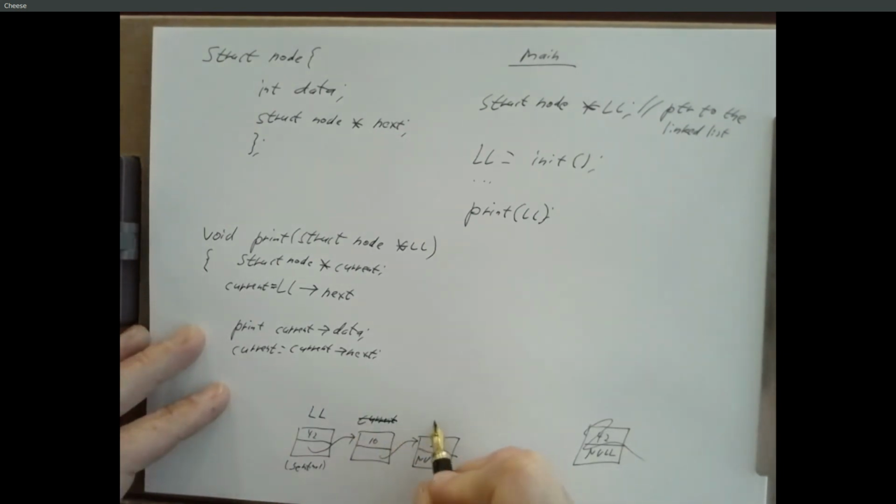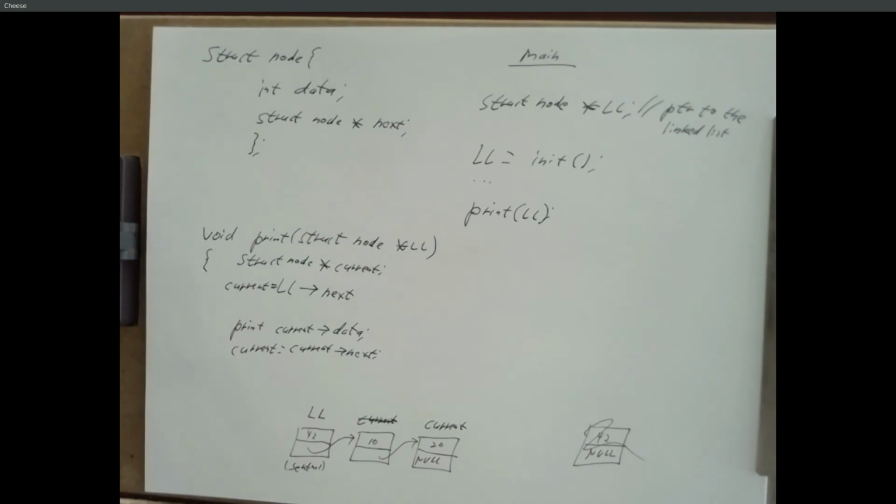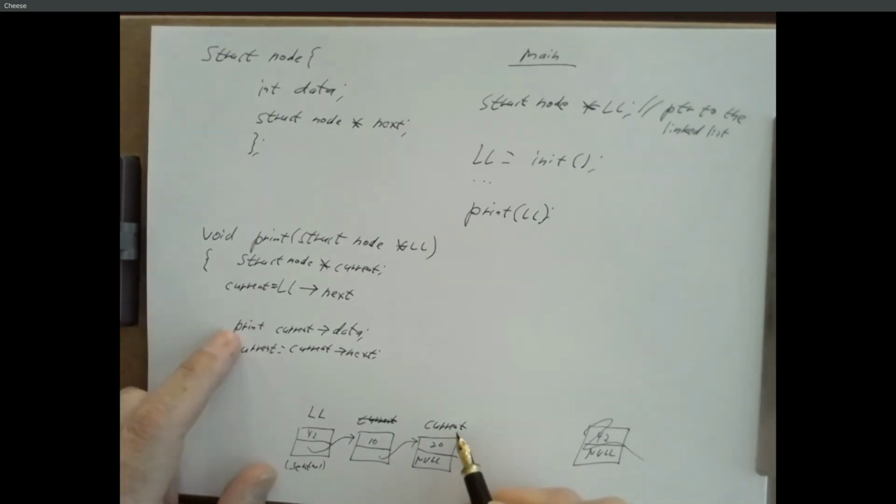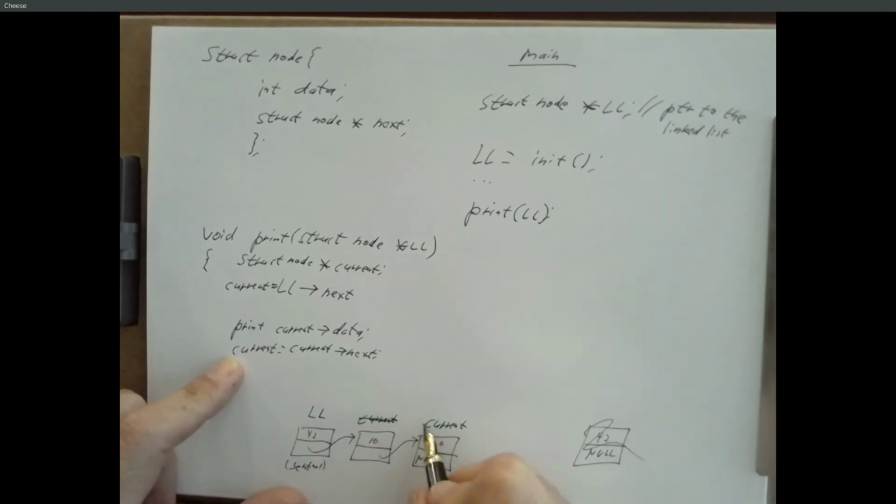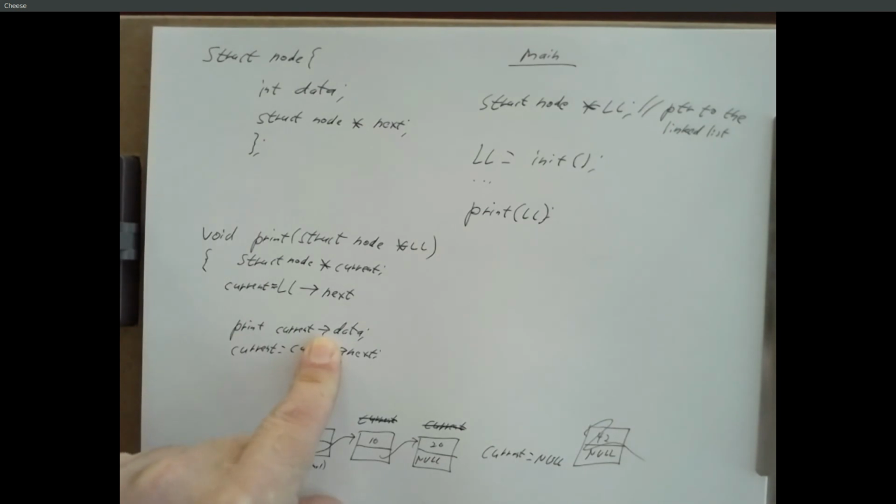So now current is going to point to this node. Print current's data, that'll print a 20. Set current equal to current arrow next. Well, this time current points to this node, the next field is null. So now current is equal to null. And I better stop. Because if I say print current arrow data, it's going to say take the thing that current points to. Since current is null, which is 0, it's going to say go to memory location 0. Tell me what's there, segfault.